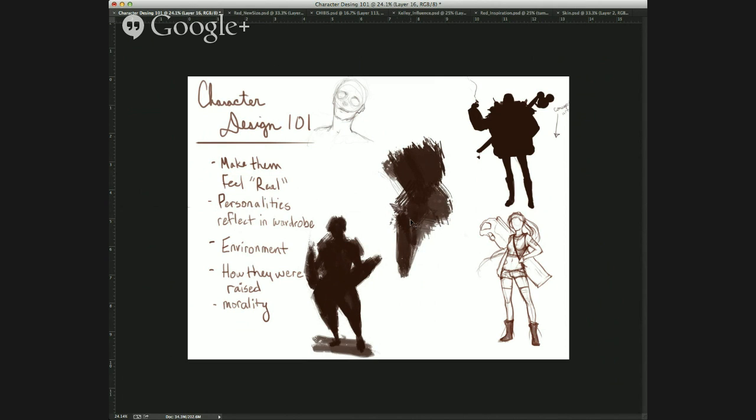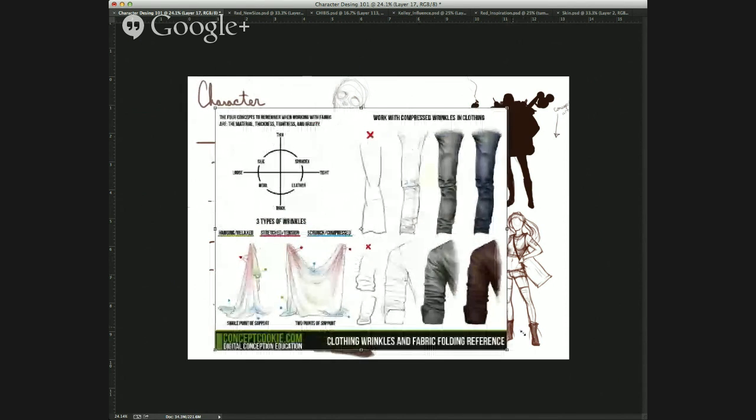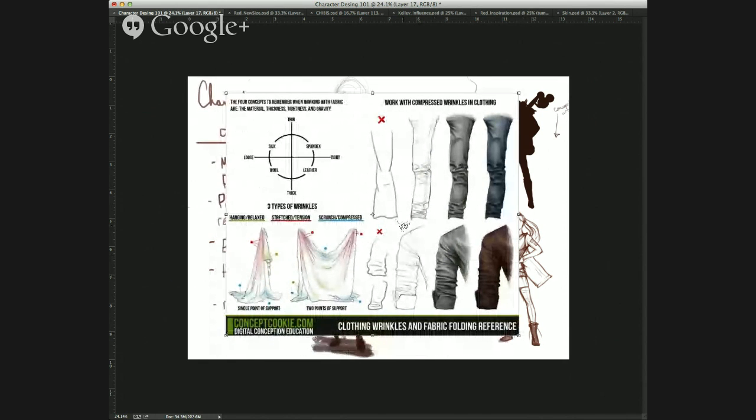People are asking, I've seen several questions about wrinkles in clothing. Yes, actually, let me find, because there was actually a tutorial I did on this. It was one of those widely requested ones. So you can find it on CG Cookie or Concept Cookie right now, and it pretty much talks about, in my mind, there's 3 types of wrinkles.